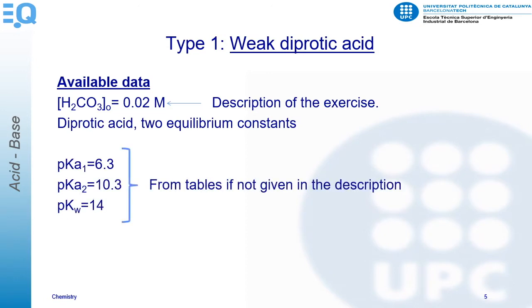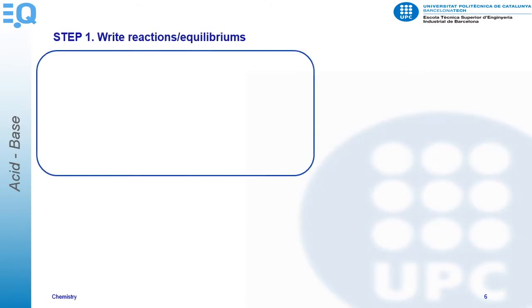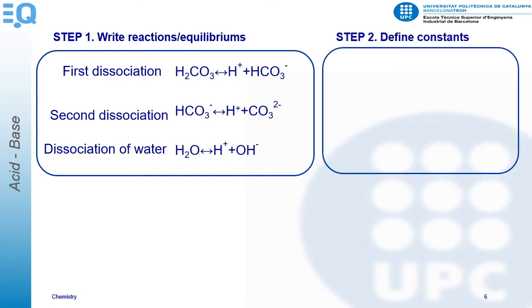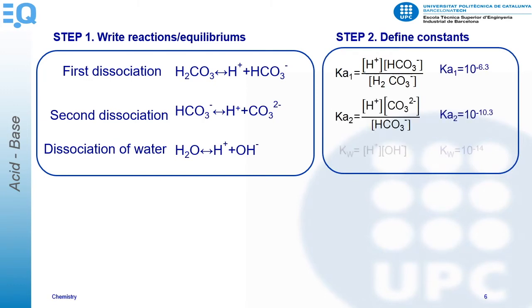The equilibrium of the first dissociation is where the acid hydrogen cation is released. The second dissociation is equilibrium where the second hydrogen cation is released. And finally, we have the water equilibrium. To each equilibrium reaction corresponds an equilibrium constant, which is the second step. This constant is defined as a multiplication of the concentration of the products divided by the concentration of the reactants.